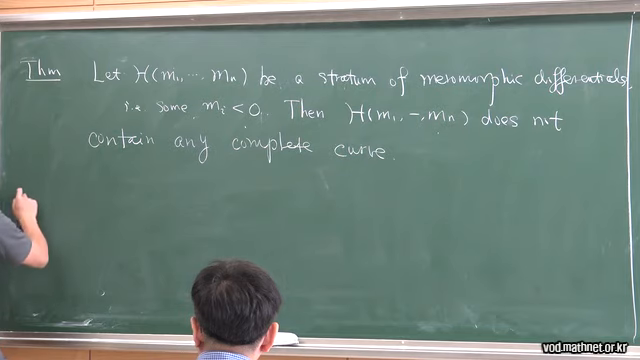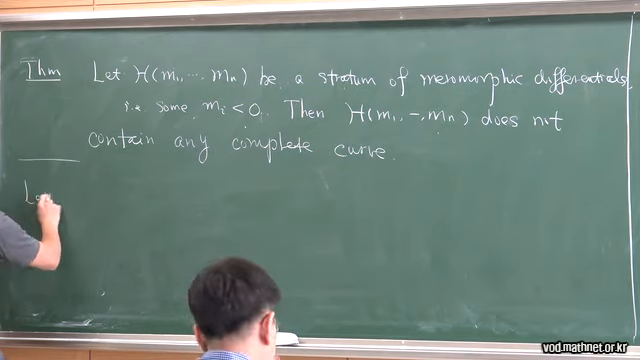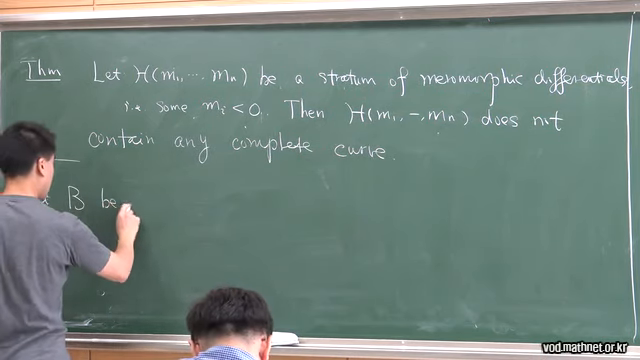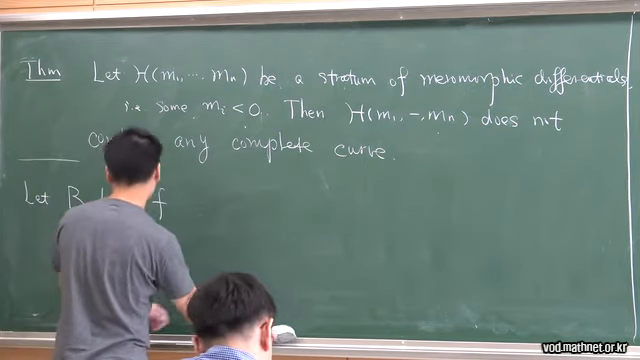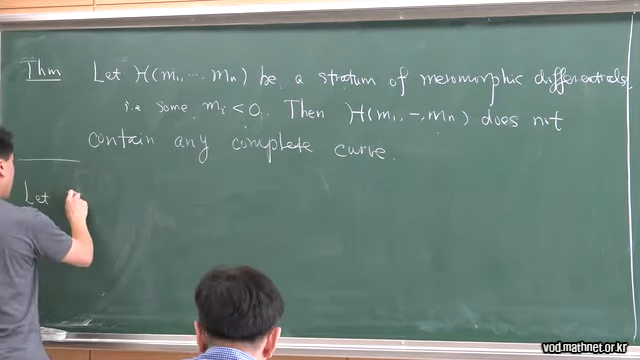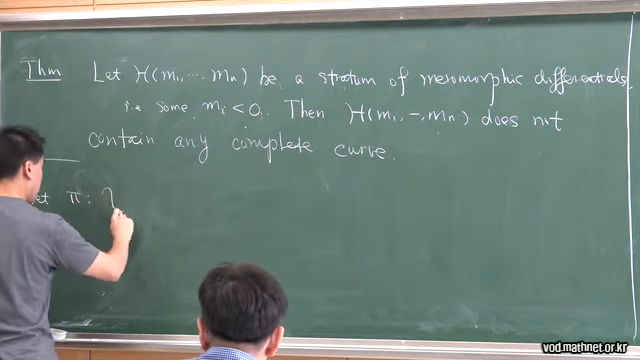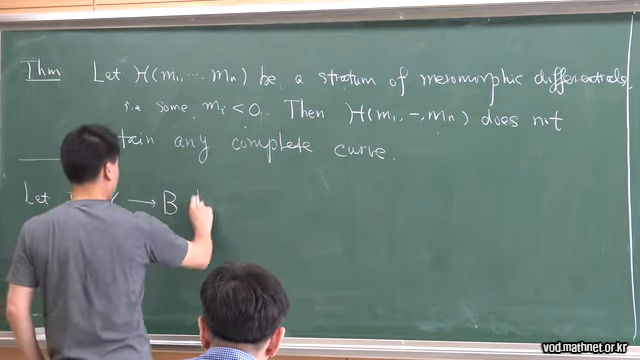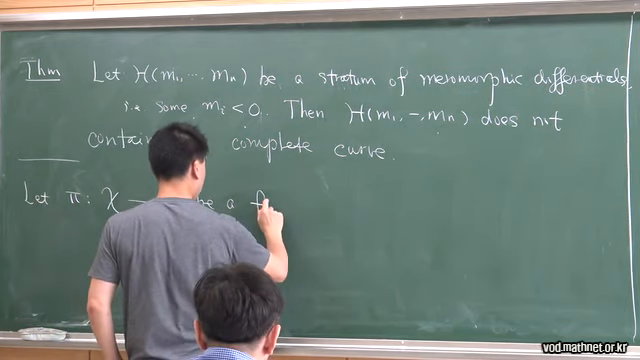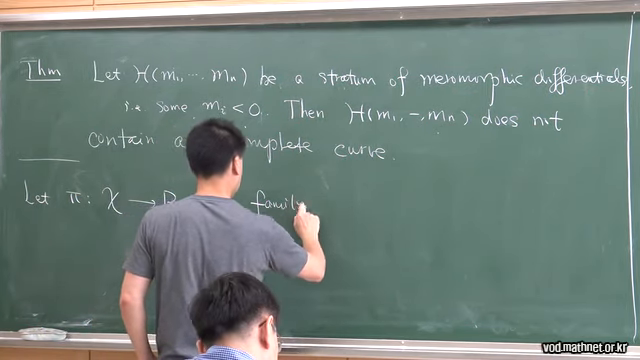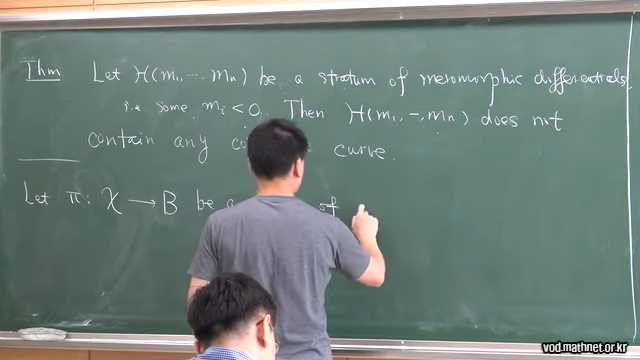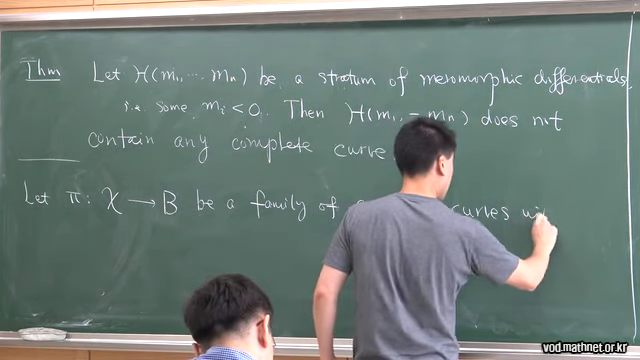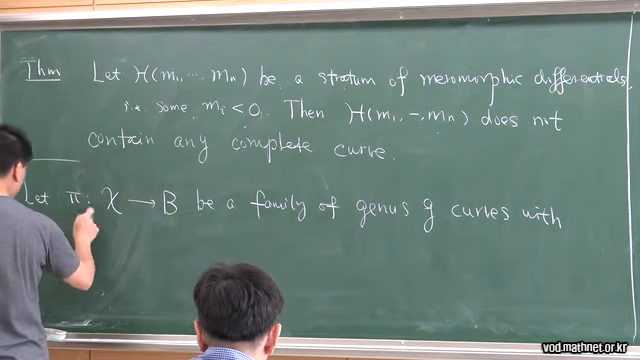So let's consider the following. In general, let B parameterize a family. Let's call it pi from curly X to B, be a family of genus g curves with n markings, or n marked points.